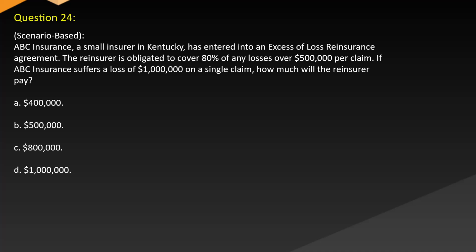Question 24. Scenario-based. ABC Insurance, a small insurer in Kentucky, has entered into an excess of loss reinsurance agreement. The reinsurer is obligated to cover 80% of any losses over $500,000 per claim. If ABC Insurance suffers a loss of $1 million on a single claim, how much will the reinsurer pay? A. $400,000. B. $500,000. C. $800,000. D. $1 million.